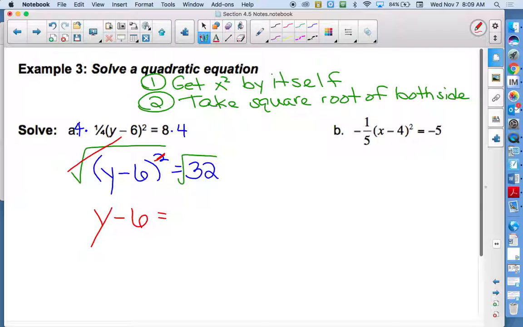On the other side, we have the square root of 32. But here's where it's a little different. Because now we're solving for a parabola. Remember, anything that's squared is really a parabola. A parabola has 2 sides. It has a number on the left of the axis of symmetry, over here. It has a number on the right of the axis of symmetry. And to find those 2 numbers, we need to put a plus or a minus in front of the square root.